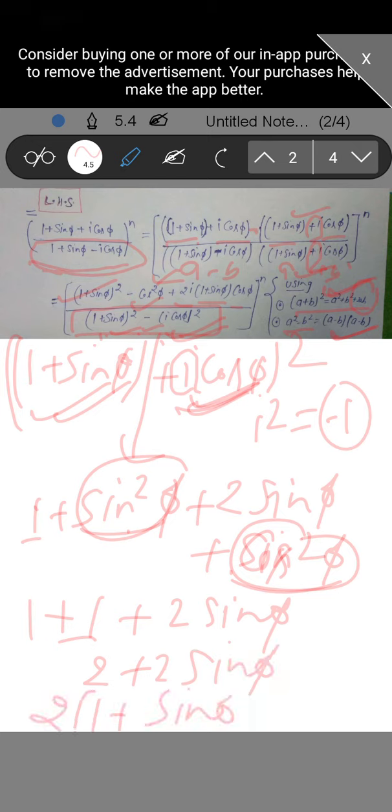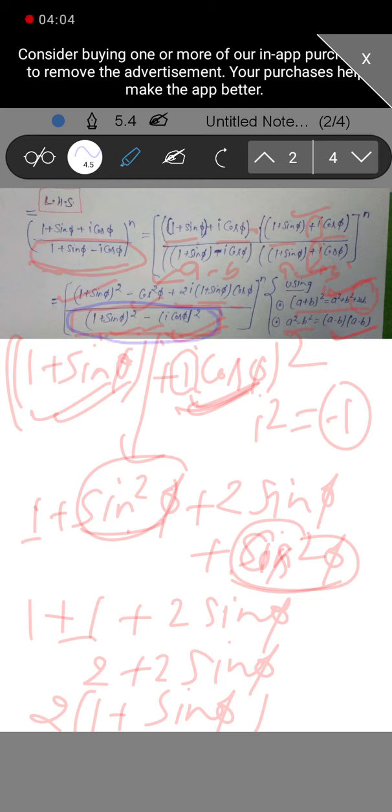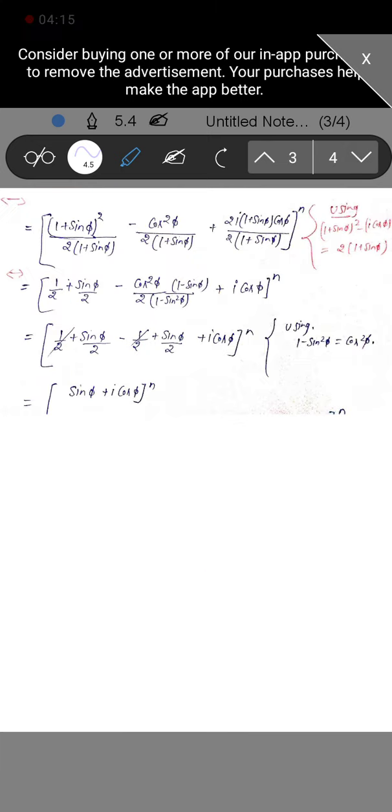Okay. So in place of this value, now I will use 2 times of 1 plus sin phi. You can observe how we have just exchanged, or you can say transformed, or simplified this value into this form. So let's move ahead onto the next page.